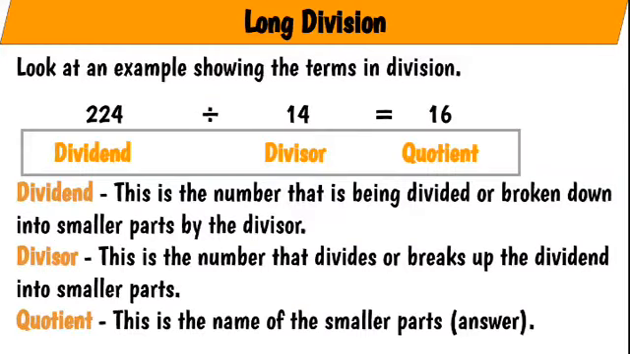The dividend, this is the number that is being divided or broken down into smaller parts by the divisor. The divisor, this is the number that divides or breaks up the dividend into smaller parts. And our quotient, this is the name of the smaller parts.